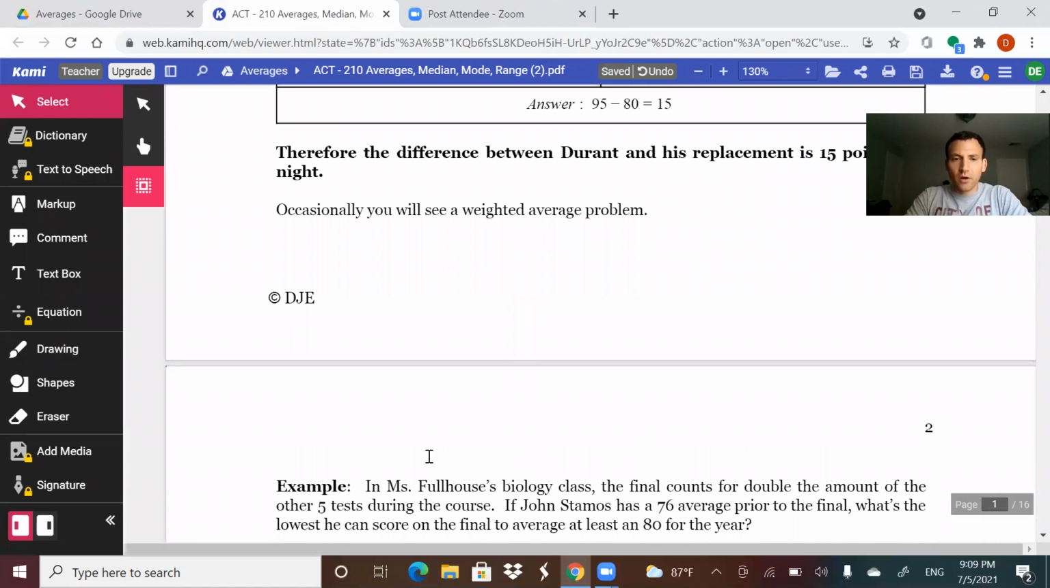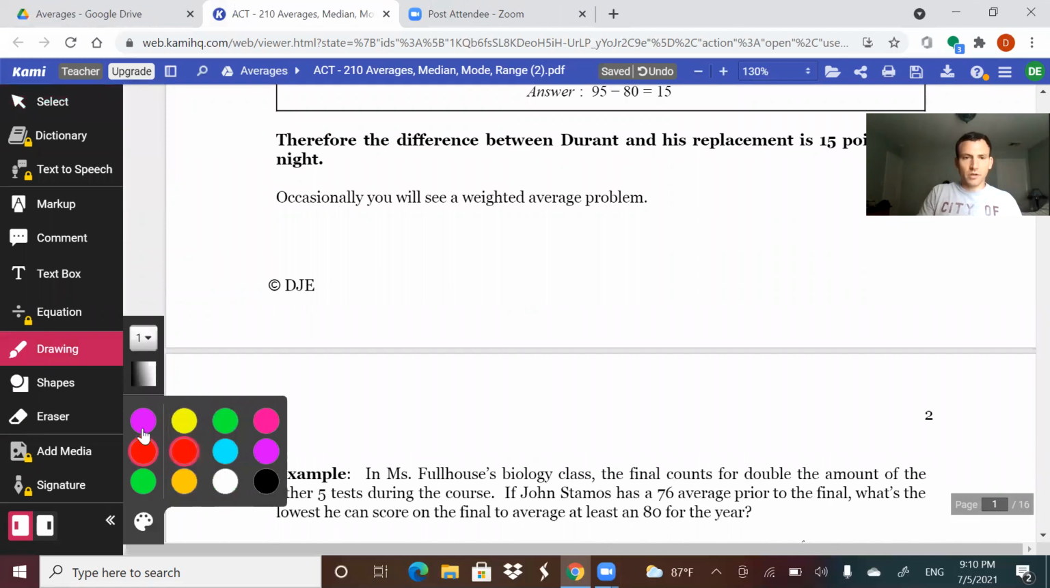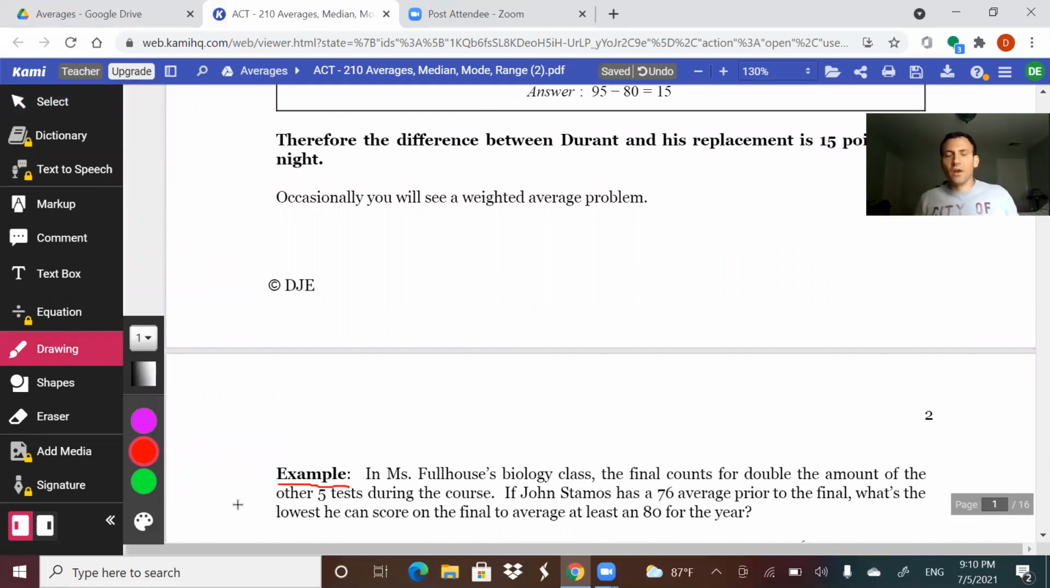Let's look at another average problem where we'll want to use the skeleton. Okay, so this example right here, and I'll keep it up high so that you don't see the answers. And again, you can pause and try this out if you'd like. So in Miss Full House's biology class, the final counts for double the amount of the other 5 tests during the course. If John Stamos has a 76 average prior to the final, what's the lowest he can score on the final to average at least an 80 for the year? So we want John Stamos to be scoring an 80 or above, right? So his average has to be greater than or equal to 80.